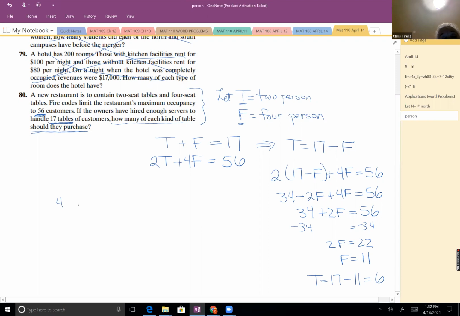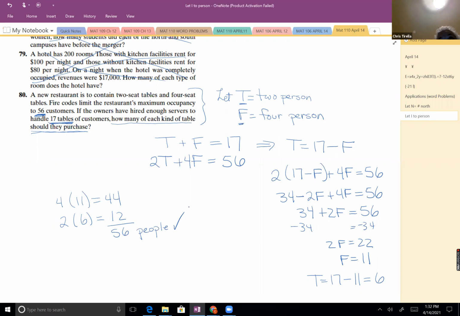Four people at each of 11 tables would be 44 people. Two people at each of 6 tables would be 12 people. And we've got 56 people. So it checks. Does that seem doable, folks?